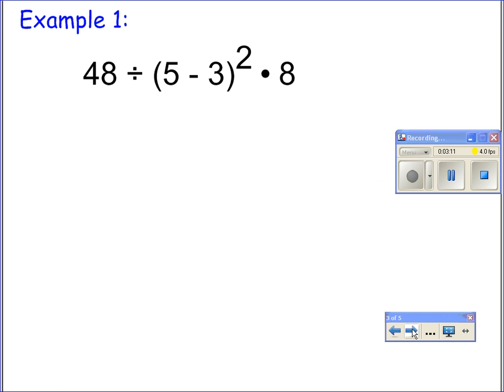Okay, so example 1, 48 divided by, in parentheses, 5 minus 3 squared, times 8. So the first thing that we want to do here is take care of our grouping symbols, which is right here. Remember, we're using gemmed us, and I'll write that over here. So we're using gemmed us. G is grouping symbols. We're going to take care of that first. So I'm going to rewrite the problem.